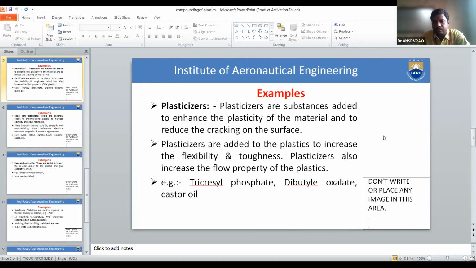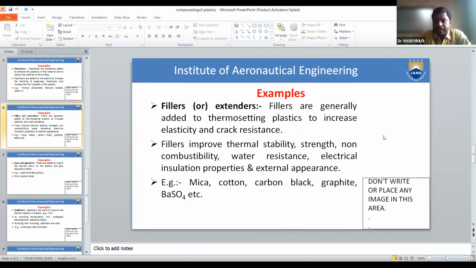Next we see fillers. The second category is the fillers. What is the purpose of fillers? Increase elasticity and crack resistance. So fillers are mainly added to thermosetting resins, thermosetting plastics, in order to improve the elasticity and crack resistance. Why?